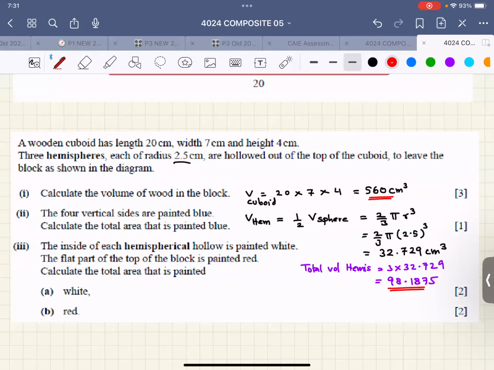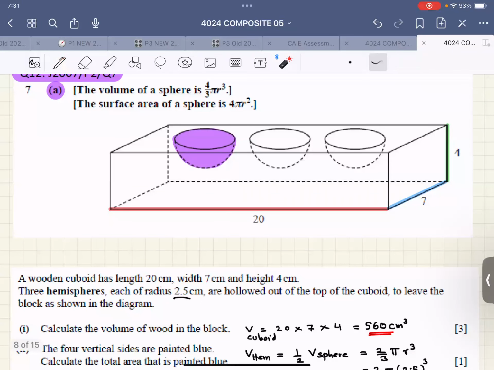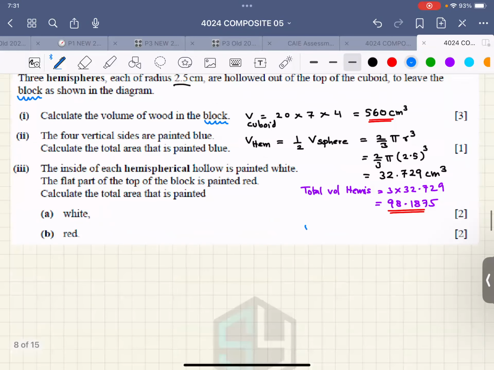Now focus on the volume of cuboid. Focus on the volume of hemisphere. This has been carved out. A wooden cuboid has this length. Hemispheres are hollowed out to leave the block. Calculate the volume of the block. So just focus on this. This is the block. So therefore, volume of the block, that is 560 minus 98.1875. Let's do the subtraction. This comes out to be 461.8125. That will become 462 centimeter cube. That is the answer for the first part. This is for 3 marks.